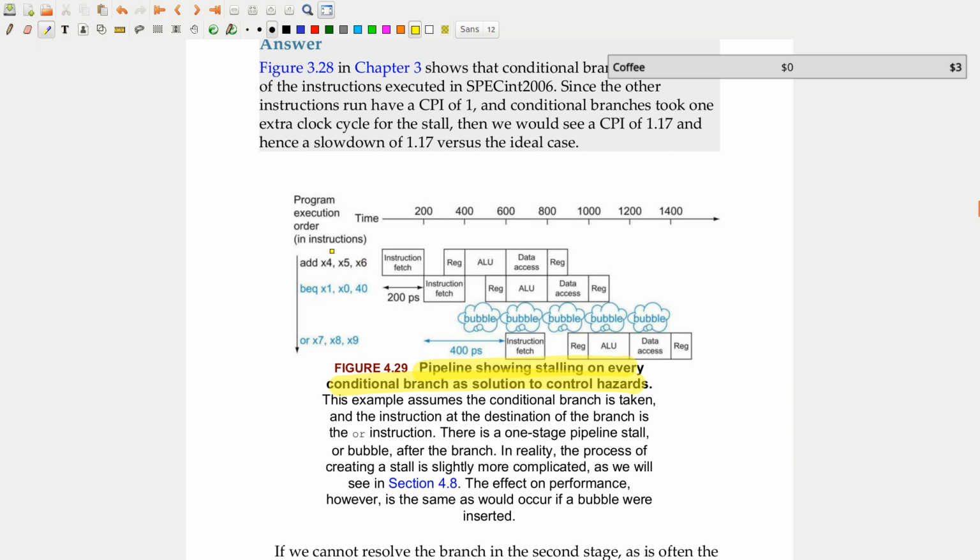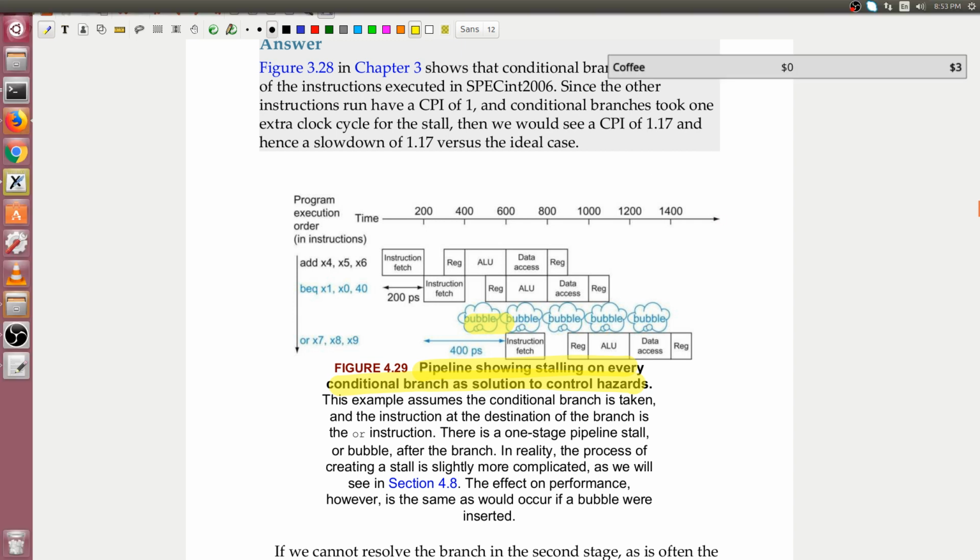So here, we just stall. We just wait until the branch is resolved, and then we continue with whatever the next instruction is. So if it's the next instruction, so PC plus 4, we continue on. If we say branch and we have to go to a branch target, that's the one we go to. Okay.